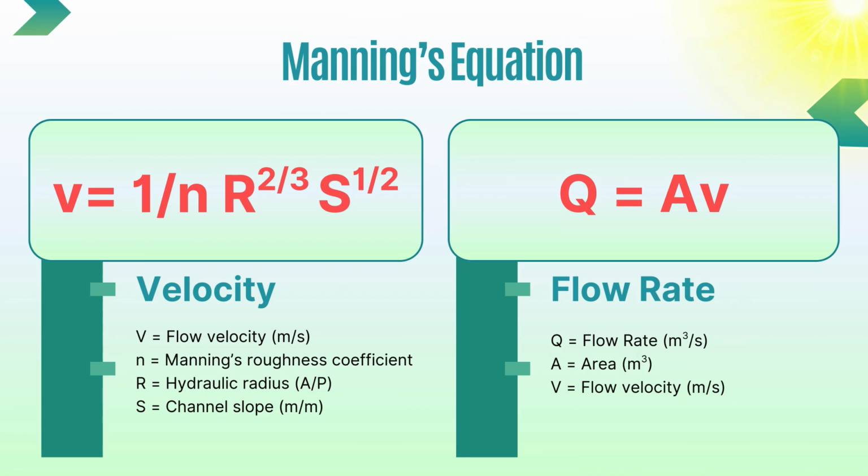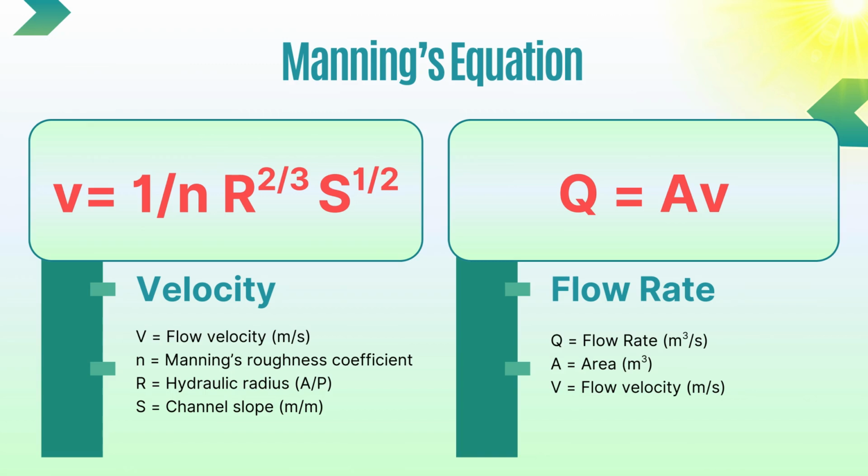It represents how rough the channel surface is. A concrete channel has a low n value, while a rocky stream has a higher one. R is the hydraulic radius, which is the area of flow divided by the wetted perimeter. It reflects how efficiently the water flows through the channel. S is the slope of the energy grade line. In most cases, it's the slope of the channel bed.